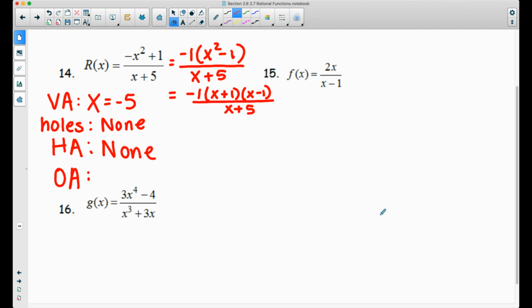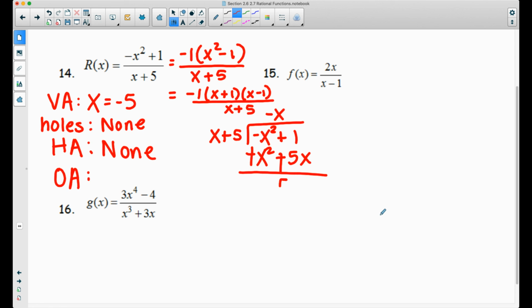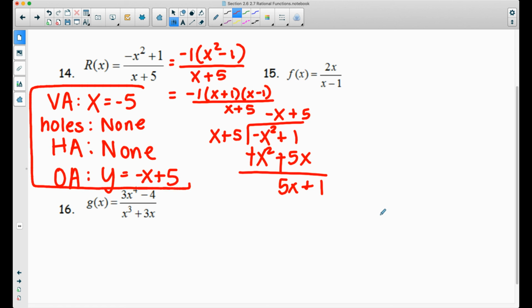So, running out of room here. X plus 5 goes into -x squared plus 1. So we have -x. So we get 5x plus 1. So -x plus 5 should be our equation. Okay. So that's all of our information there. All right, 15.